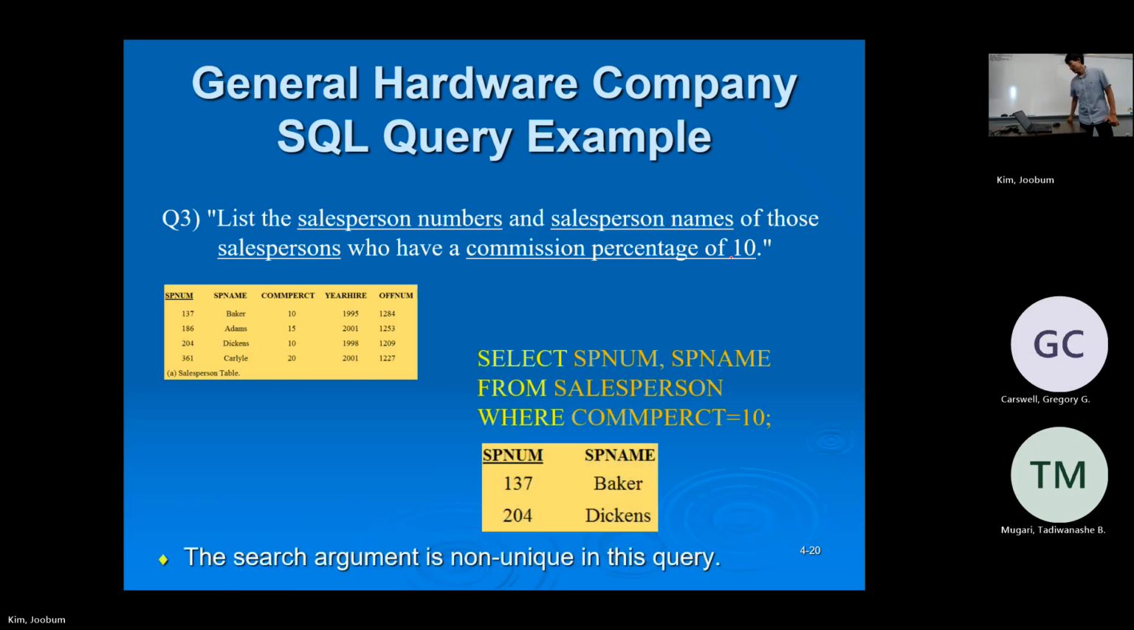So a statement like this: select, I'd like to see numbers and then names, salesperson number and name, from this table. The condition is what? Commission percentage is 10. Good? Working good? Okay.